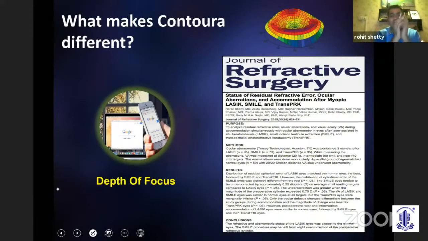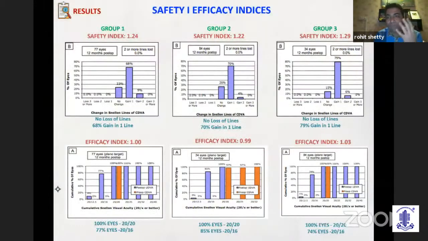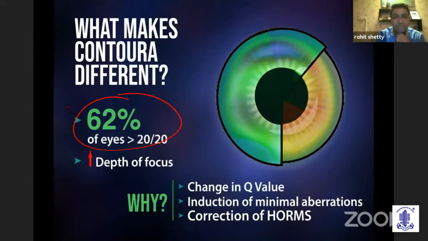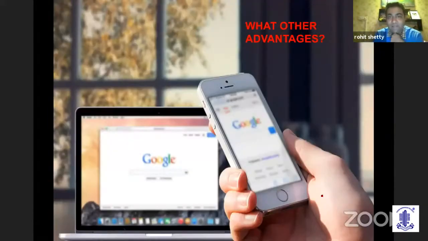So what I've done is I compiled some articles of our own work, some of them published and some of them in review, on what is different about Contura. These are all the groups, just to say it's safe. You can see the gain of lines, and any machine will do this. Pick up any machine today in 2020, every machine can give this kind of a picture. This is something good, but what is important is the depth of focus, because it induces less Q value, minimal higher order aberration. Depth of focus was not something which was studied very extensively.